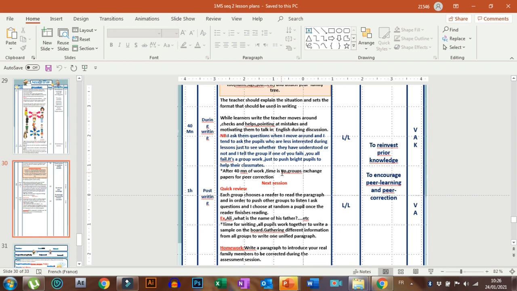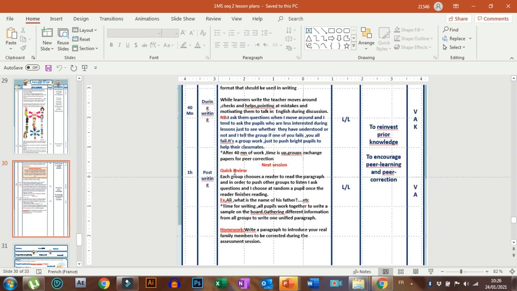For the next session, we need a quick review so that we refresh memories. We recall previously learned knowledge. Here we can choose a reader to read the paragraph in order to push other groups to listen. We can ask questions. For example, when a group reads, you can oblige the others to listen and take notes of mistakes. This is a technique.